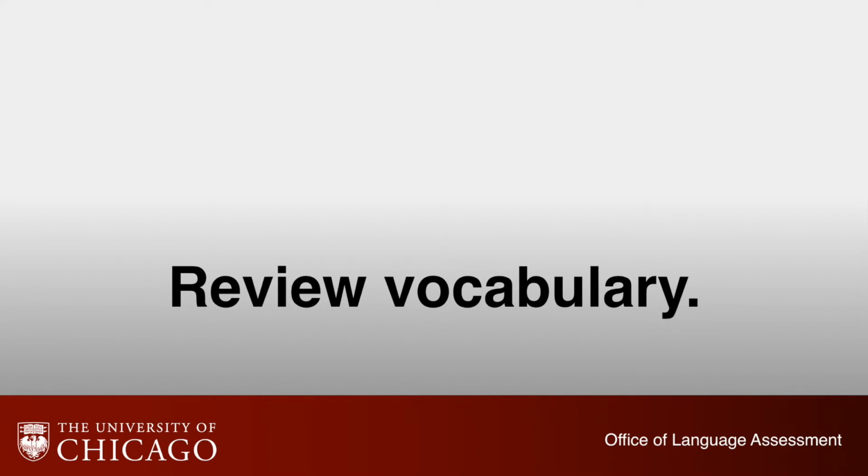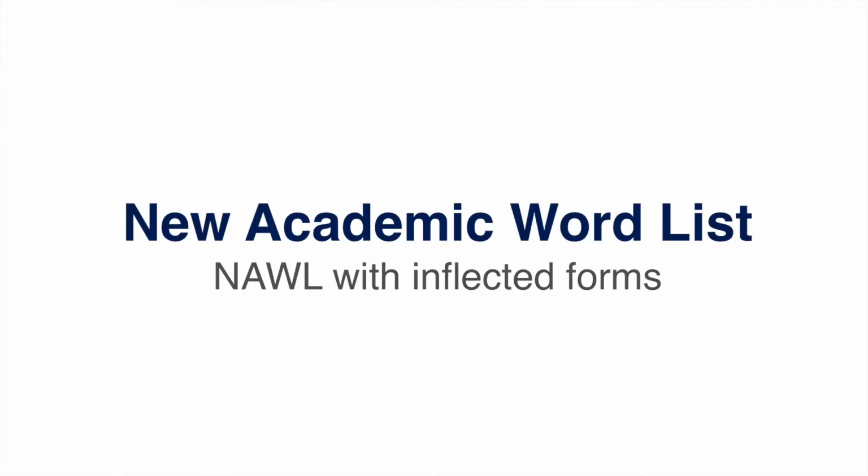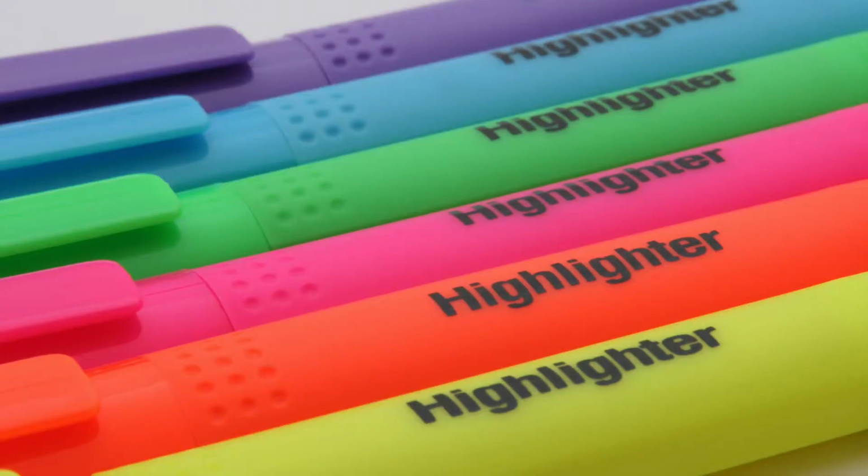Review vocabulary. Some learners have an easier time recalling the meaning of a vocabulary word when seeing it as opposed to hearing it. Download the new General Service List, which contains 2,800 of the most common words in English. Next, download the new Academic Word List, called the NAWL, with inflected forms. Examine both lists carefully. Eliminate the words you know without a doubt when you hear them and when you read them. With a highlighter, mark the words you sort of know and the words you don't know.